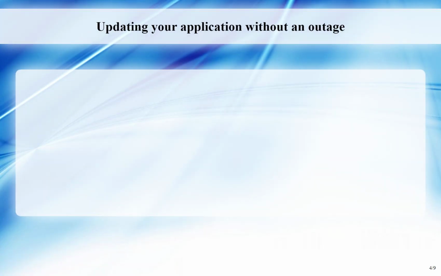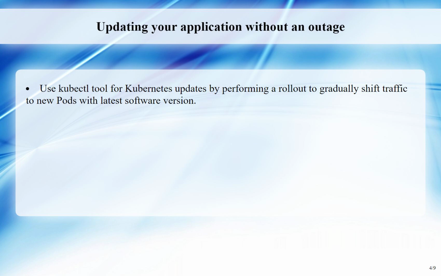Updating your application without an outage. To update a deployed application with Kubernetes, you can use the kubectl tool to perform different update operations. One way is by using a rollout to gradually shift traffic to new, healthy pods, ensuring all running pods have the latest software version.